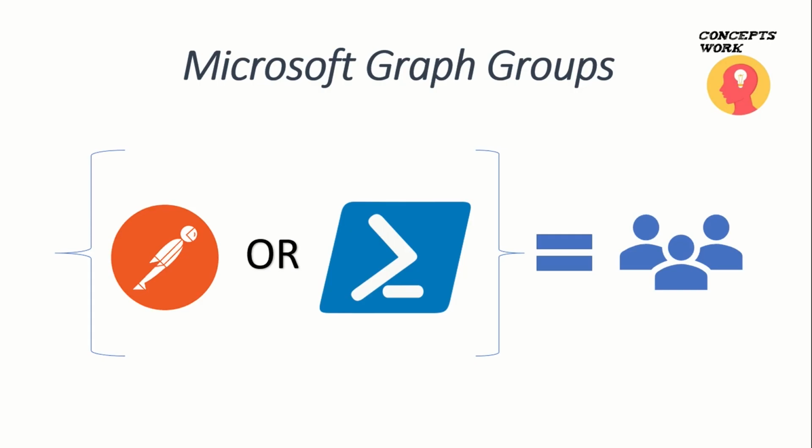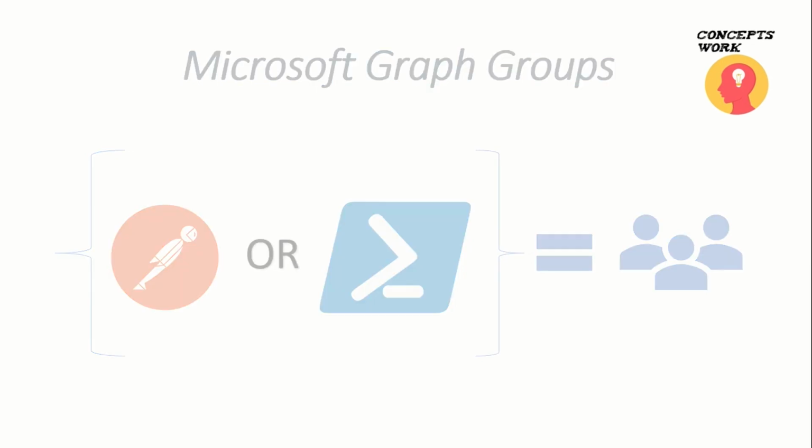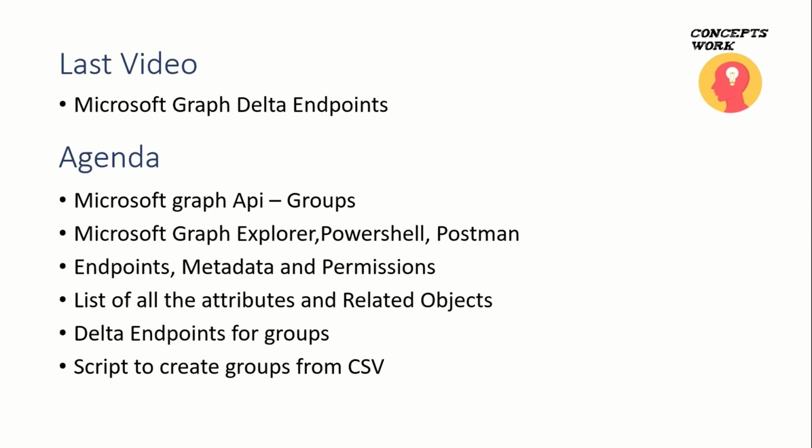Welcome back to our series on Microsoft Graph, and in this video we are going to talk about group objects. If you're watching the series from the beginning, in the last video we discussed Microsoft Graph Delta endpoints, the endpoints that can be used to query the changes that are implemented for a specific resource type or for a specific object.